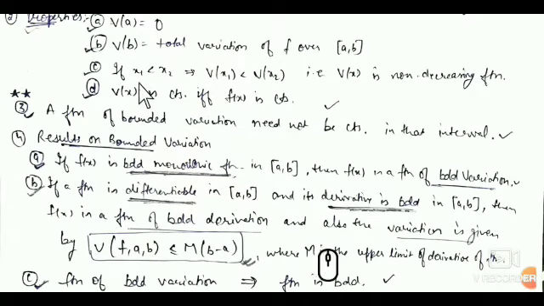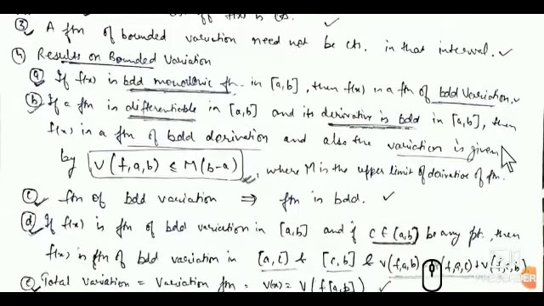Now the C point is, if x1 is strictly less than x2, which implies that V(x1) is less than V(x2), that is, V(x) is a non-decreasing function. D point is, V(x) is continuous if and only if f(x) is continuous. Now here is an important point: a function of bounded variation need not be continuous in that interval.